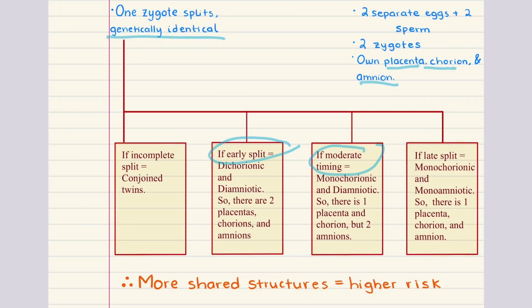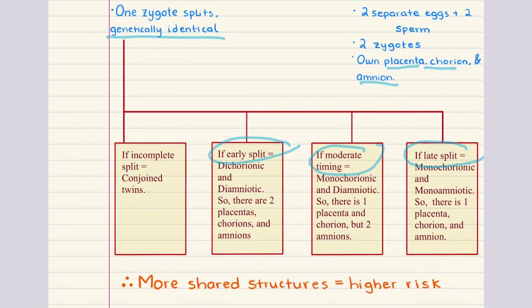If the split happens pretty late, meaning between 8 to 13 days after fertilization, the twins are going to share everything. There's only one placenta, one chorion, and one amniotic sac. This is called a monochorionic monoamniotic pregnancy, and it comes with higher risks.